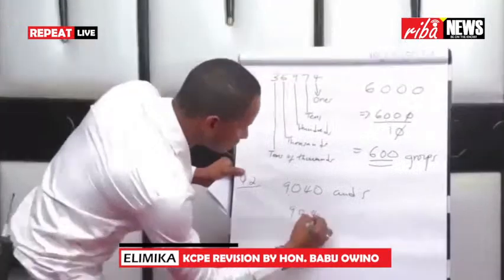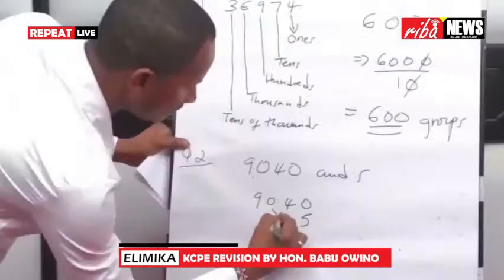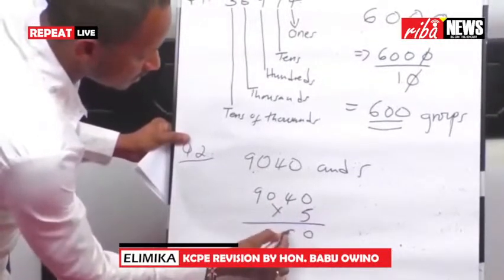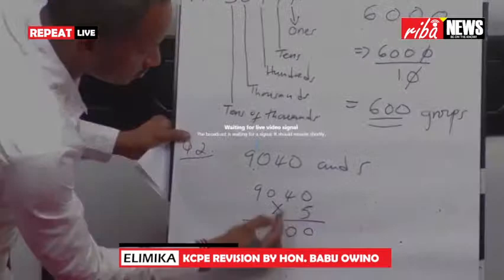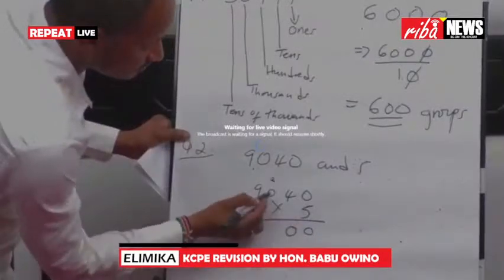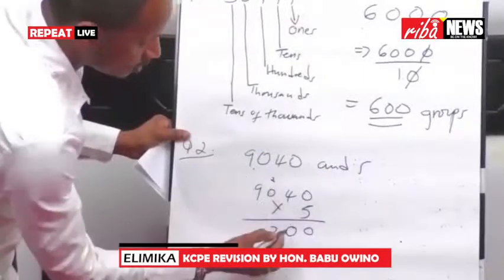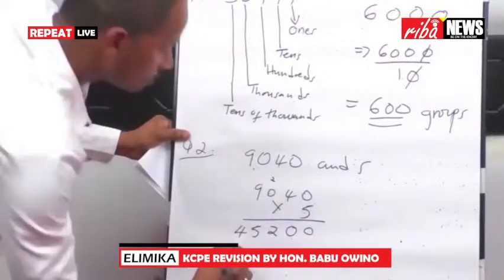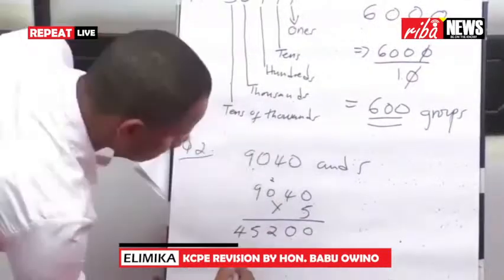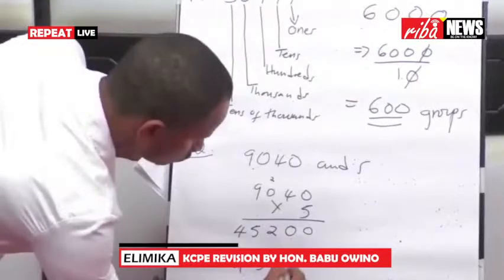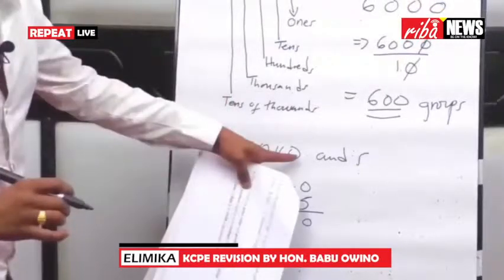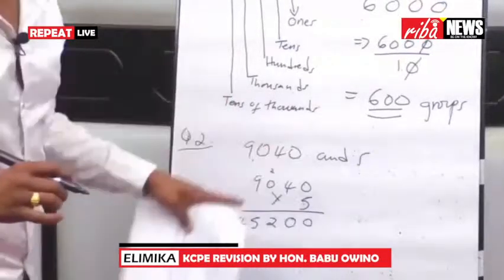So 9,040, you multiply by 5. 0 times 5 is 0. 5 times 4 is 20. You write 0, you carry 2. 5 times 0 is 0, plus 2 is 2. Then 5 times 9 is 45. So our number here is 45,200. So the keyword is product. So once you get the product of 9,040 and 5, you get 45,200.